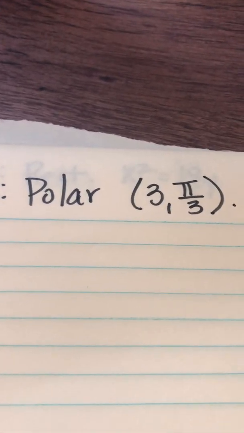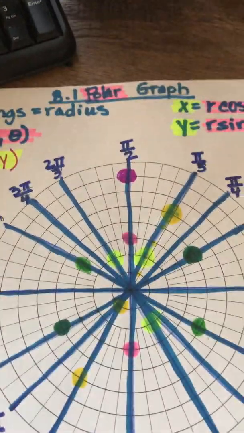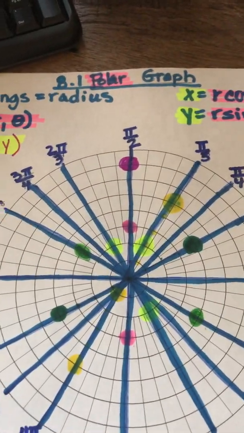Talk about how to go from something in polar form to rectangular form. Maybe a polar point to a rectangular point, or a rectangular point to a polar point, or a rectangular equation to a polar equation. First off, let's go back to all these equations I gave you a second ago.